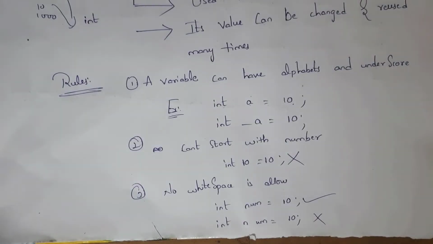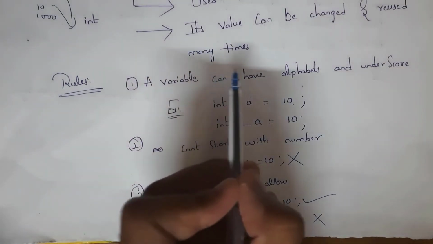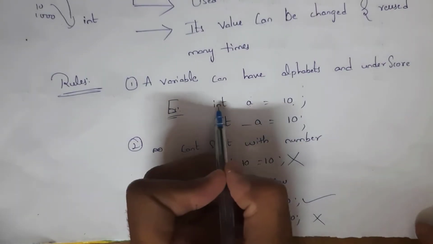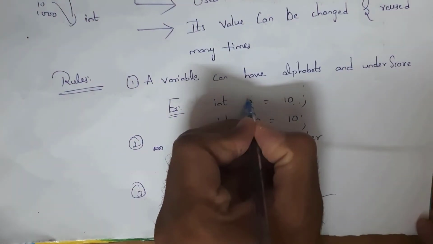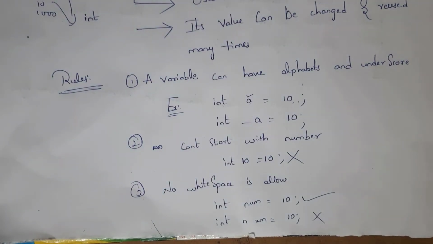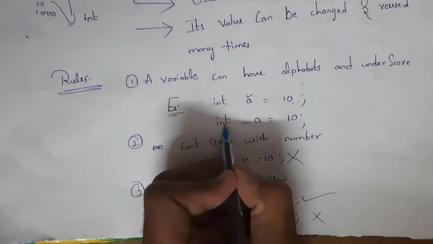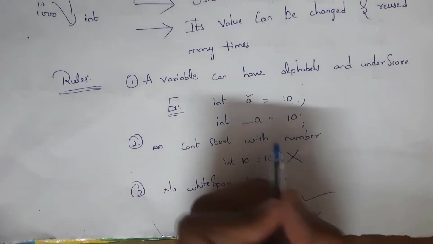There are some rules which we need to follow before declaring a variable. The first rule is that a variable can have alphabets and underscore. We must start a variable name with an alphabet, or you can also start a variable name with an underscore. This is an example. Here I wrote int a equal to 10. This a is an alphabet. We can start declaring a variable with an alphabet, or you can also start declaring a variable with an underscore. This is an example. Here I wrote int _a equal to 10. You can also declare like this.